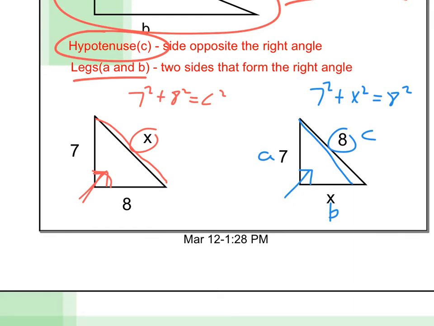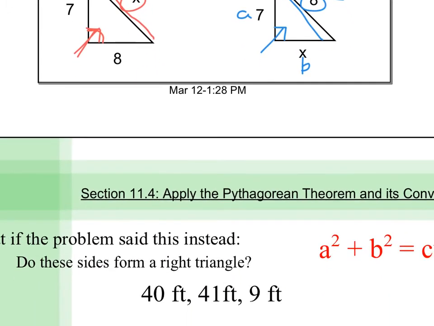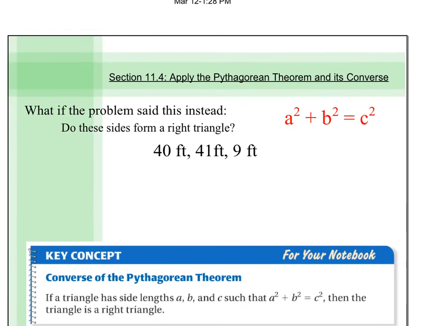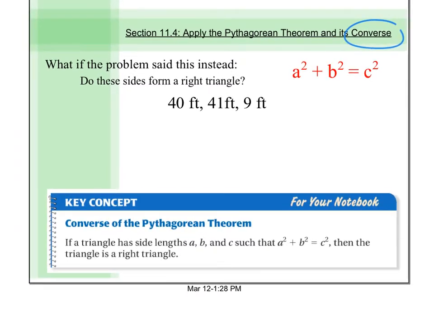Again, small things, but just make sure you understand how we've been using the Pythagorean theorem so far. We're going to roll it over today into the converse of the Pythagorean theorem. What does that word, converse, mean? Anyway, go to that next note sheet.